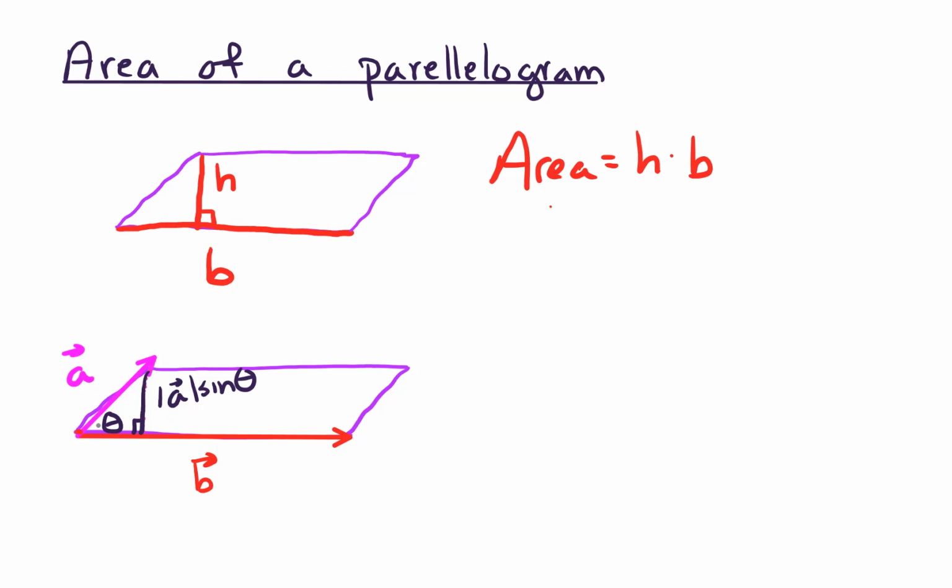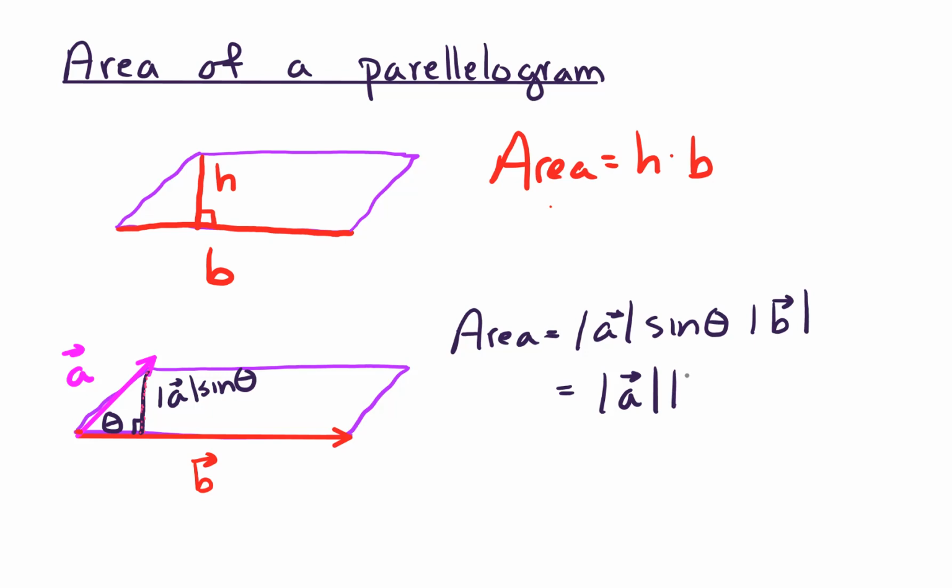And so the area of the parallelogram turns out to be that height, which is our magnitude of A times sine theta, all times the magnitude of B. Putting that together on the right-hand side, that looks familiar. That's the magnitude of A times the magnitude of B times sine theta, and that is equal to the magnitude of A cross B. In other words, the area of the parallelogram can be found by computing the magnitude of the cross product.